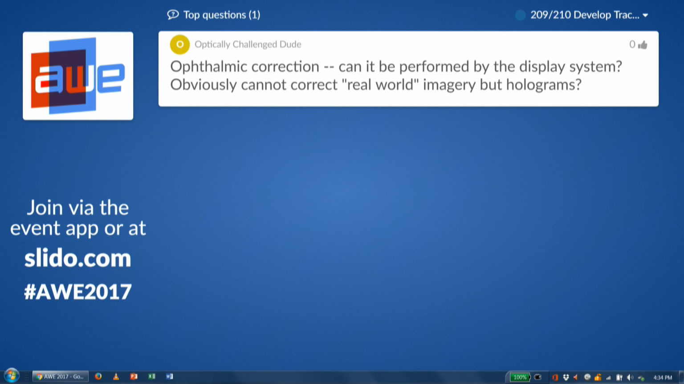The question is whether ophthalmic correction could be performed by the display system. Yes, it could be. However, in all light guide technology, the collimation is normally at infinity. It means you cannot make the correction inside the optical system. You have to do it after the light guide. You have some freedom, but you cannot cover myopia from -5 to +5. So the answer is yes for some systems, but not for the light guide technology.